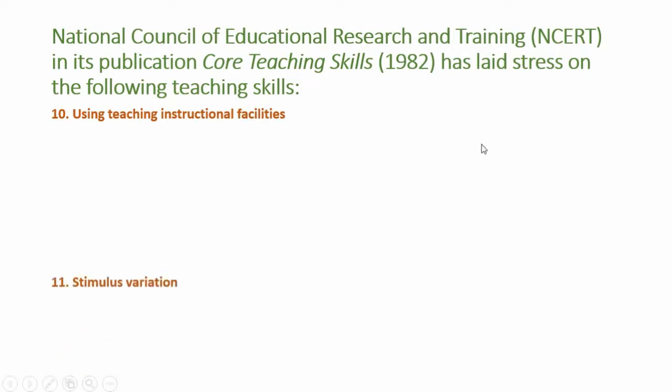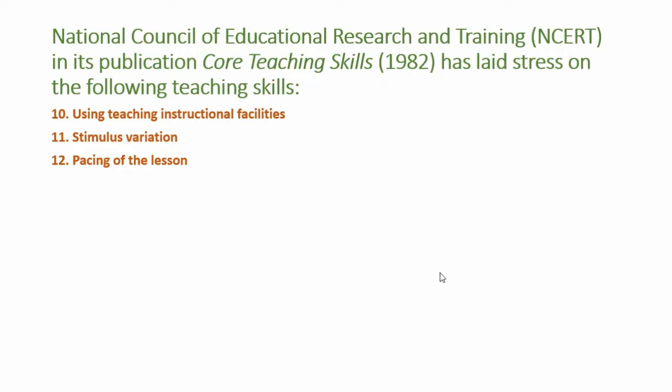Then the next point is stimulus variation. He has to look at the stimulus variation of each student. The 12th point is pacing of the lesson. How fast and how slow a lesson should be taught. Some lessons can be taught very fast because the classroom might have already learned about that lesson before. Some might be paced very slowly because of the complications of that content. So pacing of the lesson is also crucial.